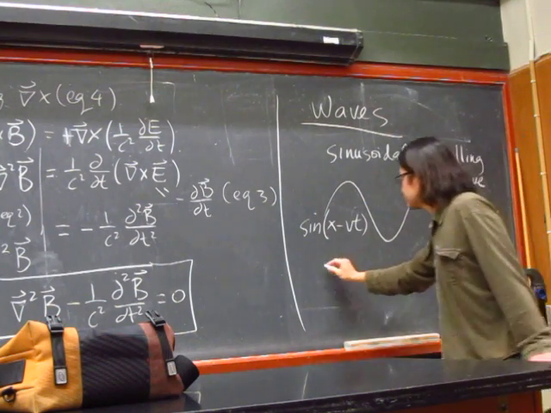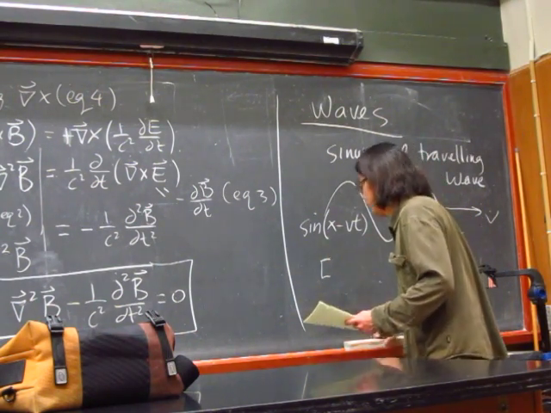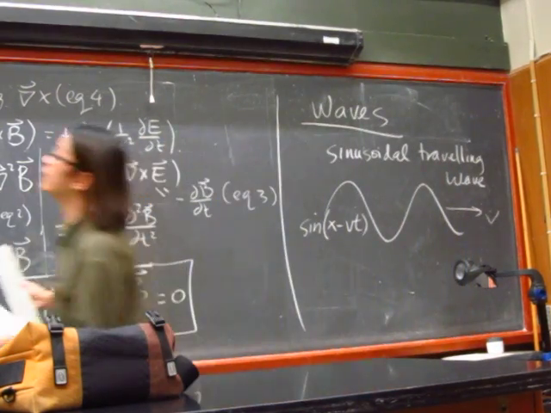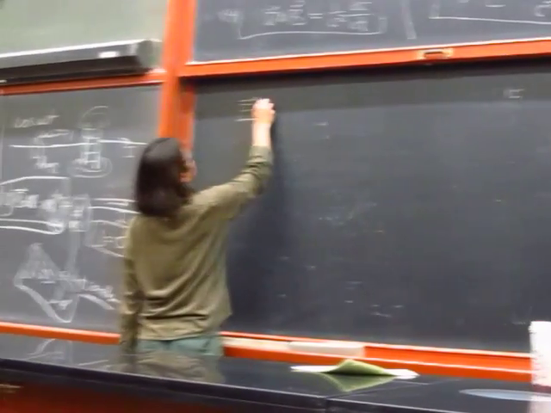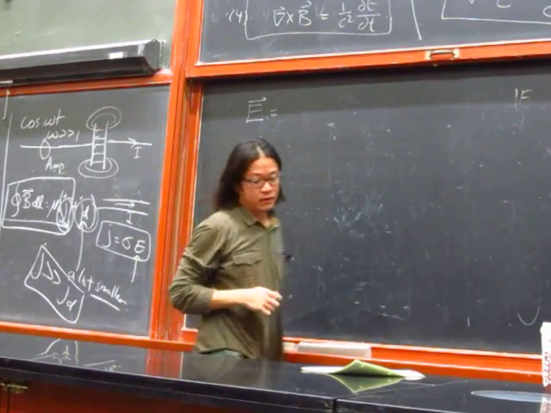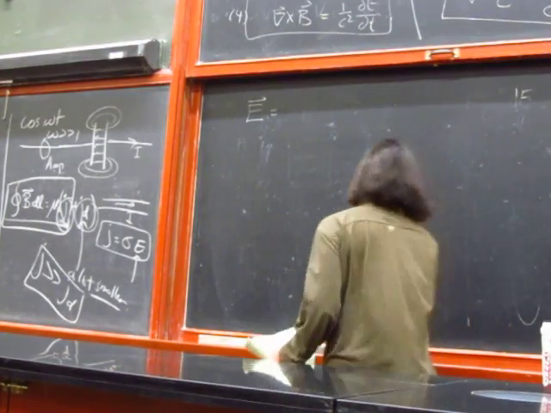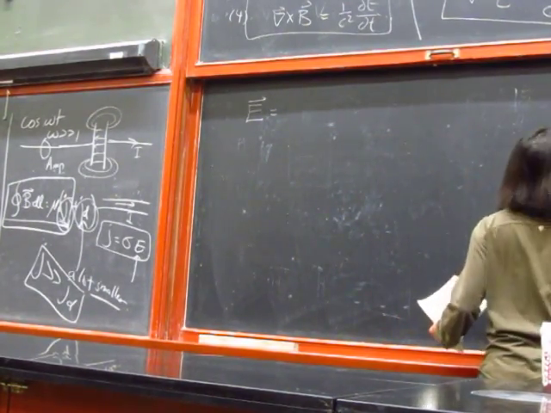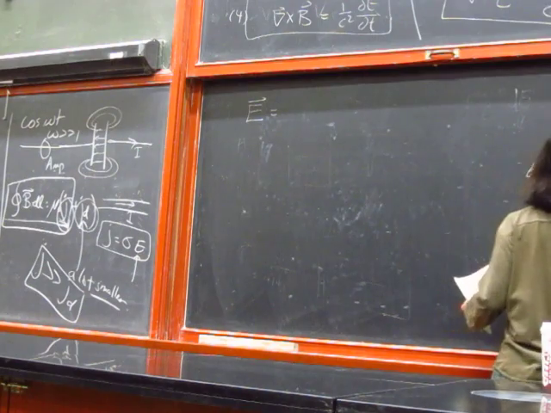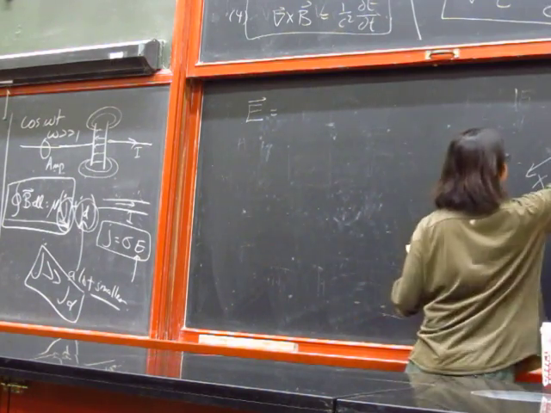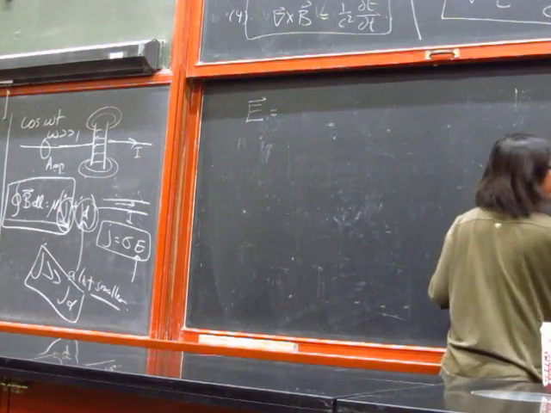Let's consider an electric field given by, let's choose our coordinate system. This is x, y, and z. I'm considering a wave traveling in the y direction.